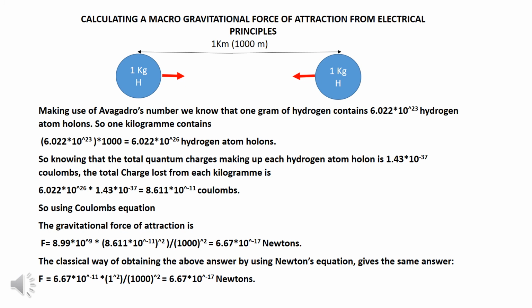Knowing that the total quantum charge making up each hydrogen atom holon is 1.43 times 10 to the minus 37 coulombs, the total charge lost from each kilogram is 8.611 times 10 to the minus 11 coulombs. So, using Coulomb's equation, the gravitational force of attraction is 6.67 times 10 to the minus 17 newtons. The classical way of obtaining the above answer by using Newton's equation gives the same answer, 6.67 times 10 to the minus 17 newtons.